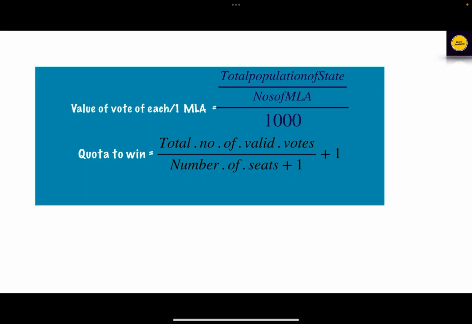So we come to the gist of the thing: what is the value of the vote of each MLA? The formula is total population of state divided by number of MLAs, divided by 1000. We'll extrapolate this; first we should know the formula. So the quota to win is the total number of valid votes divided by number of seats plus 1, plus 1 in the denominator.